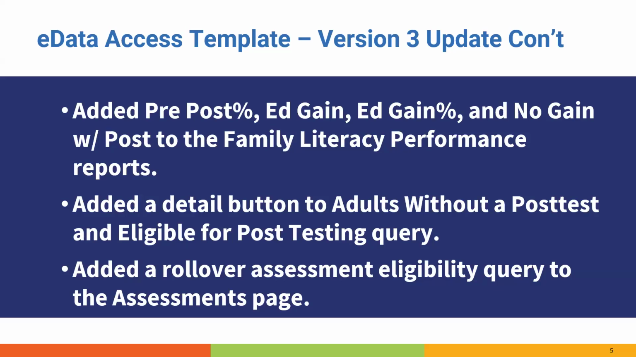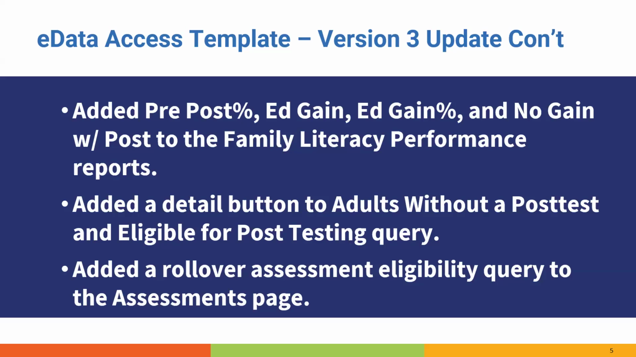Steve added to the family literacy performance reports several items that take the place of a couple of the lesser used children tests, child assessments. So pre-post percentage, ed gain percentage, ed gain and no gain with post are some new categories that you'll see on those reports if you run performance reports and have family literacy.